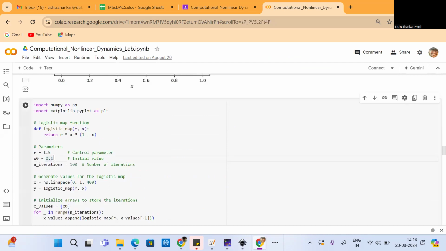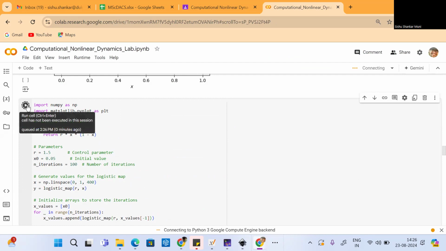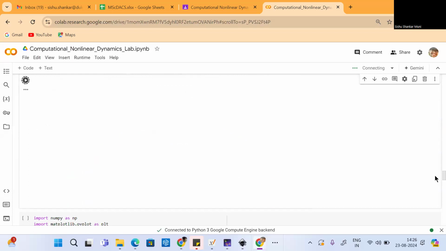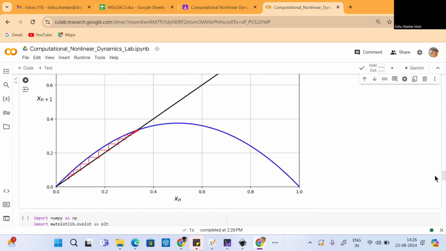Suppose I want more, 0.05. Let us see. It will take more number of iterations. If you go away from the fixed point and you run the Cobweb, it will take more number of ladder structures to reach the fixed point. So see this. It's running. Now you see, it took a lot of different ladders to reach, isn't it, as compared to the previous step.